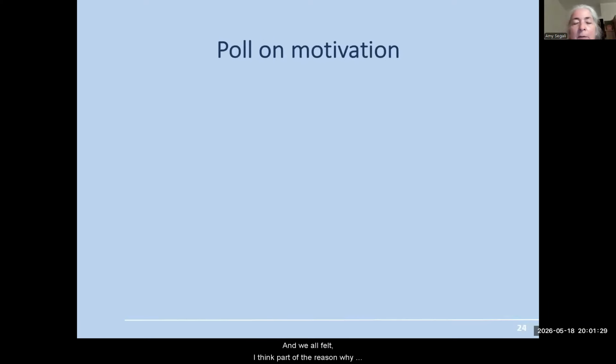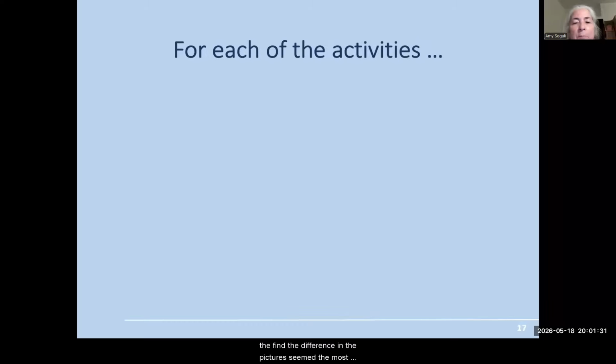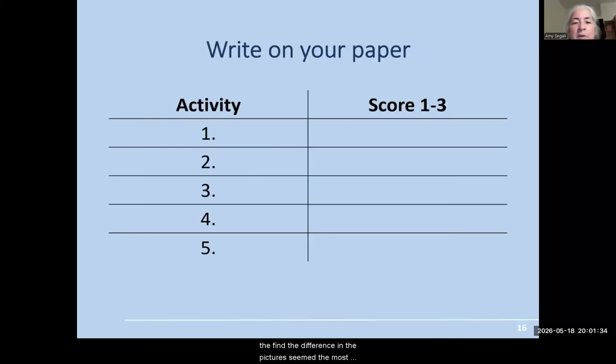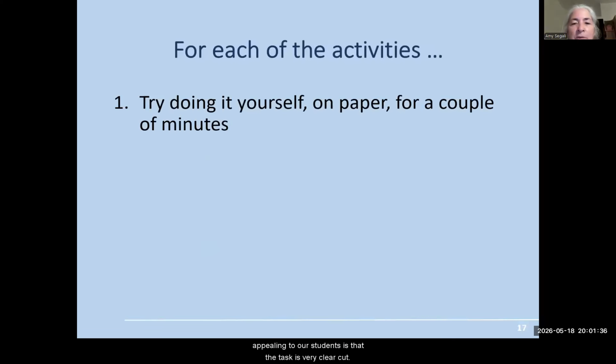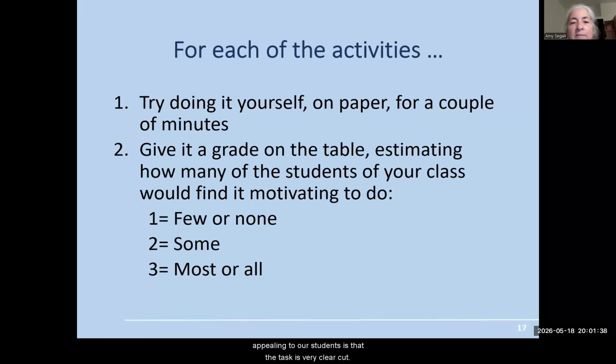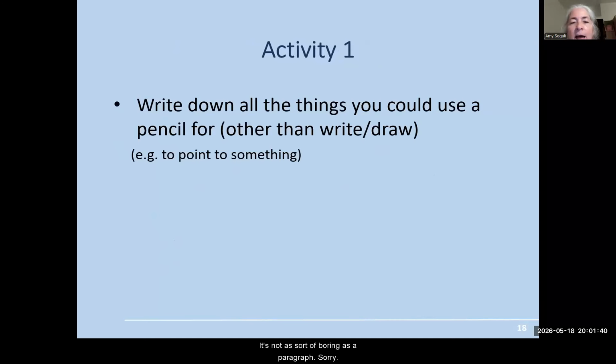And we all felt, I think part of the reason why find the difference in the pictures seemed the most appealing to our students is that the task is very clear cut. It's not as sort of boring as a paragraph, sorry. And it's not as challenging as what's a non-writing use of a pencil. So it's just sort of more in their, what's that, proximal zone of doability. Let me misquote Vygotsky majorly.